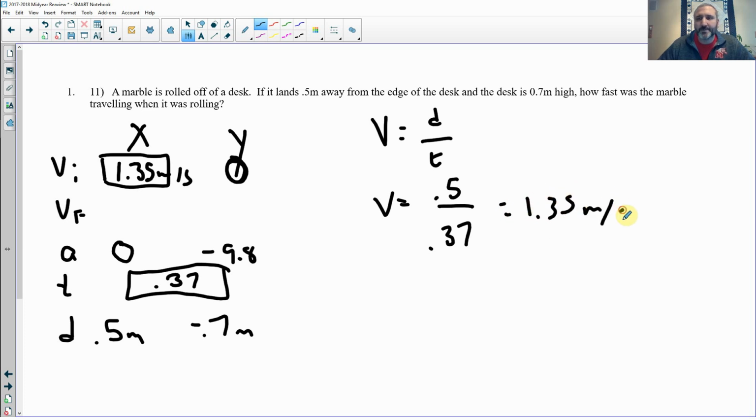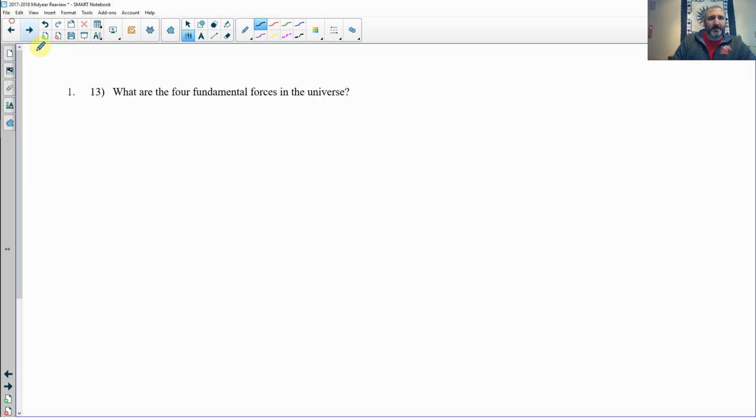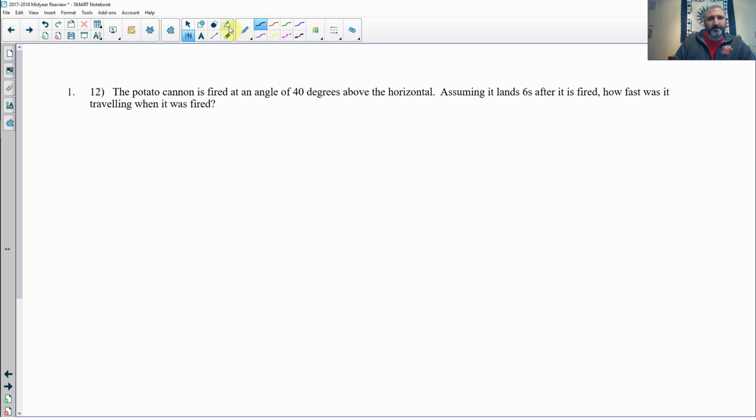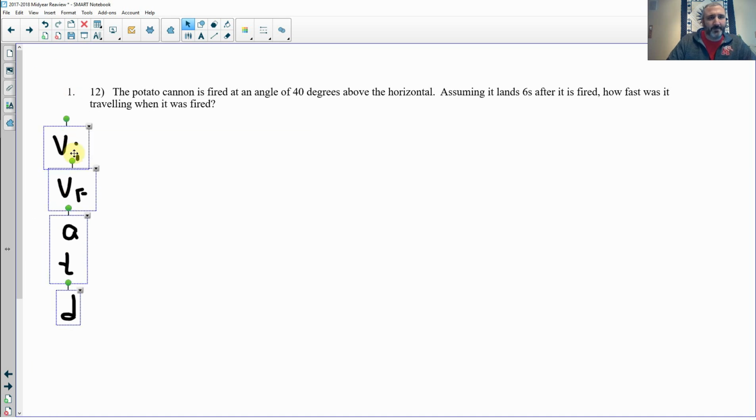1.35 meters per second. Okay, I hope that made sense. And if it didn't, we can talk about it in class. This looks like, if I remember correctly, yep, the last kinematics problem. So hooray, we're almost done with this chart. I know you can't wait.